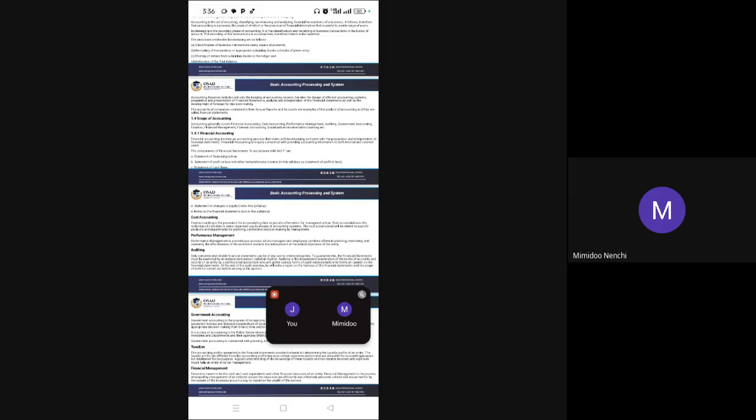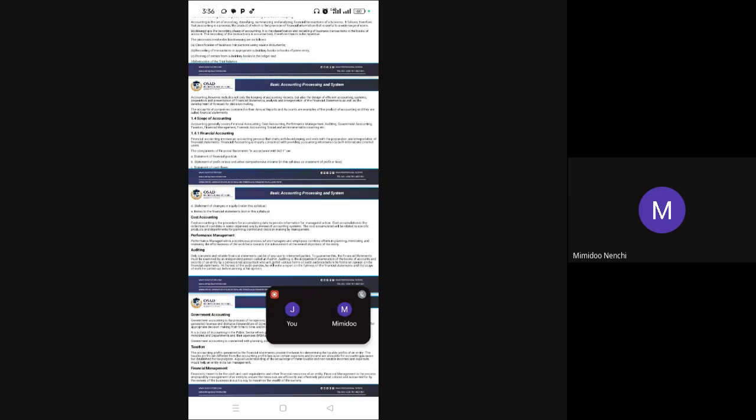Then also the statement of changes in equity. Then the last one is the notes to the financial statements. Notes to the financial statements is just an explanation of the information on other components of the financial statements.